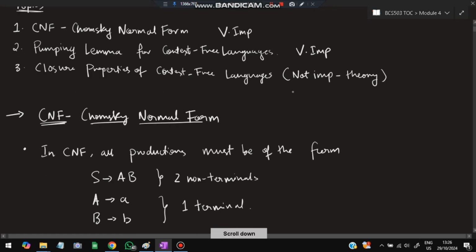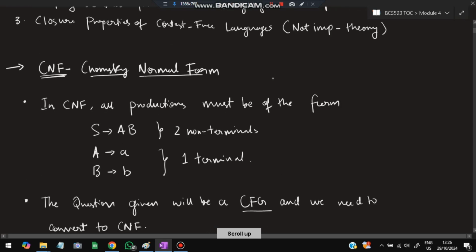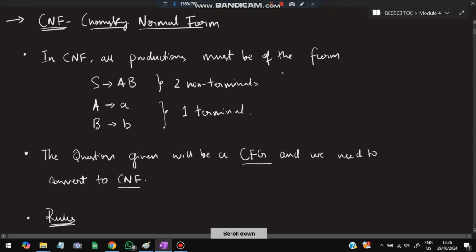Now the first one is CNF, Chomsky's normal form. You know CFG from the third module. What is CFG? Context free grammar. We understood how to write context free grammar. It is in this form, right? This is called context free grammar. Now we have to convert context free grammar into Chomsky normal form, which is CNF.